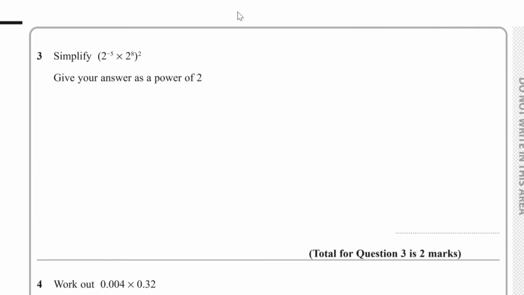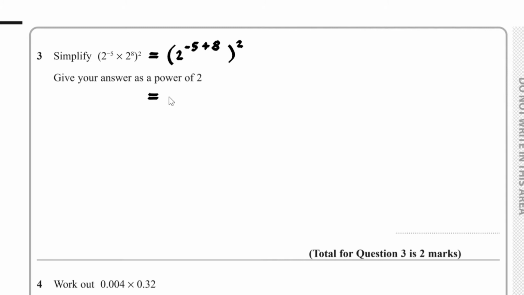Question number 3, we have to simplify 2 to the minus 5 times 2 to the 8 all to the power of 2. And we have to give our answer as a power of 2. So if we work out what this is, well, we are multiplying when we have the same base, so we add the powers in that case. So we have 2 to the minus 5 plus 8, and then this is raised to the power of 2.